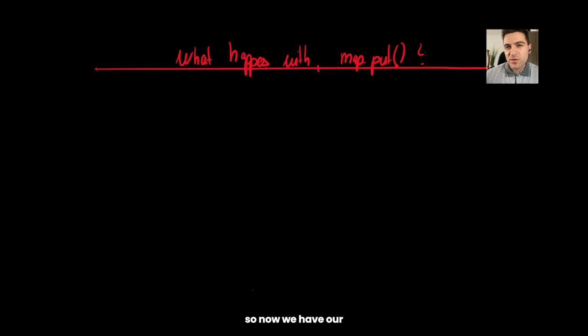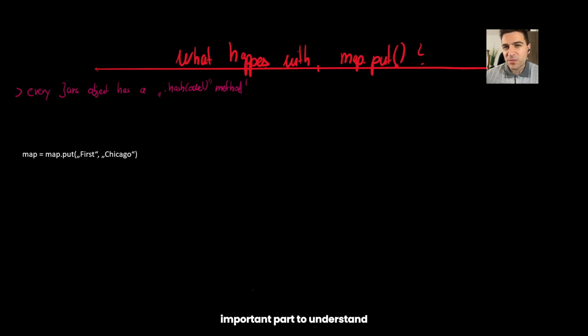So now we have our 16 buckets, but the question is, how do we add a value to one of our 16 buckets in our HashMap? Before we explain this, we need to know one thing. Every Java object has basically a hashCode method. So no matter whether it's a String object or if you create your own custom object, every Java object has a hashCode method, and you can even override it. So this is a very important part to understand.